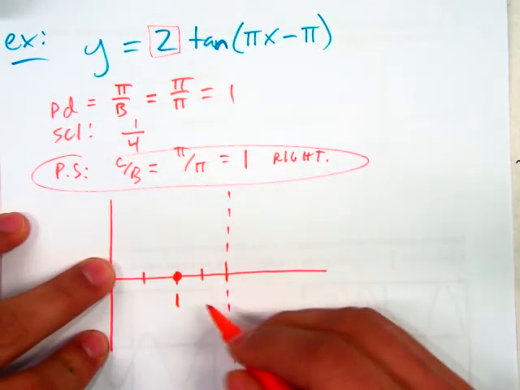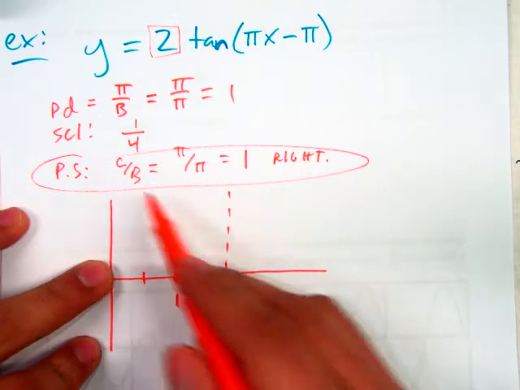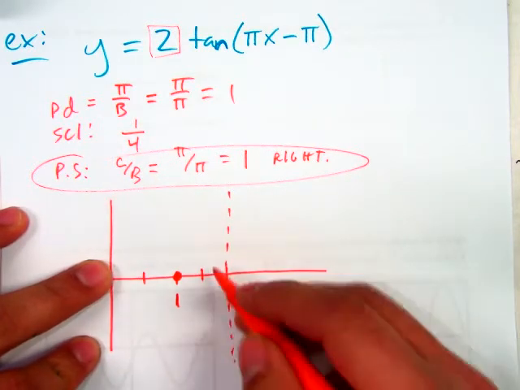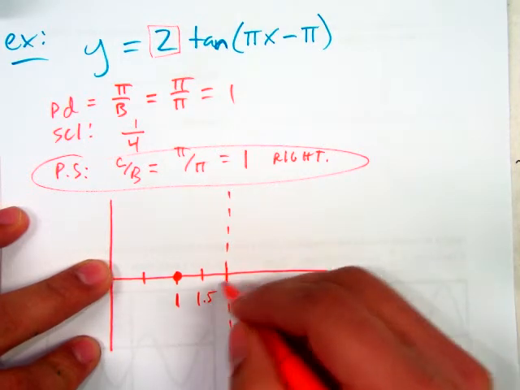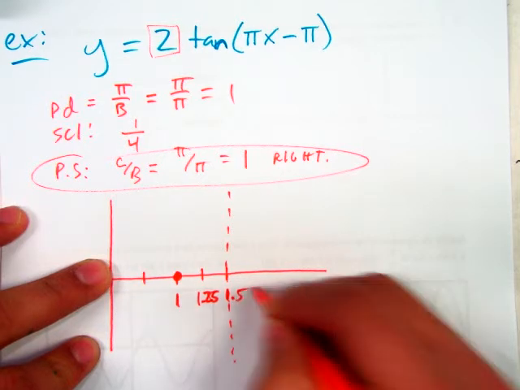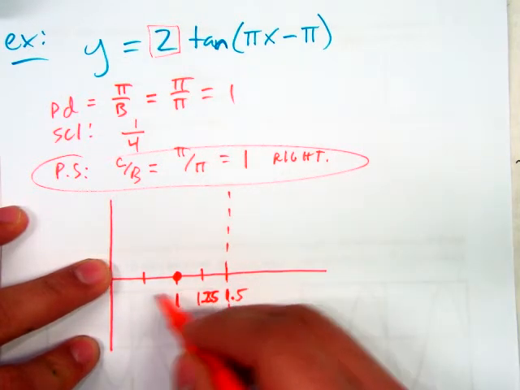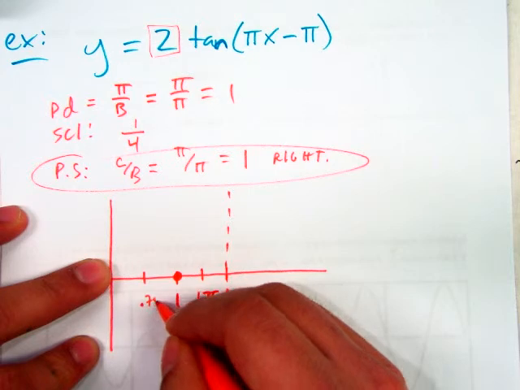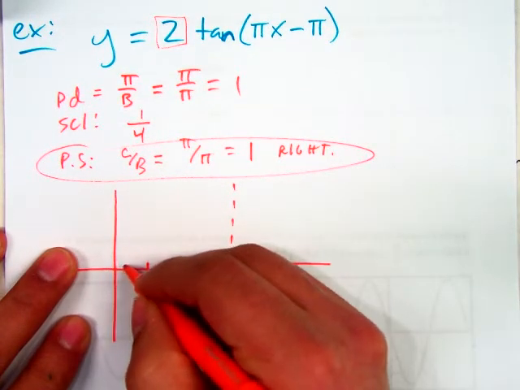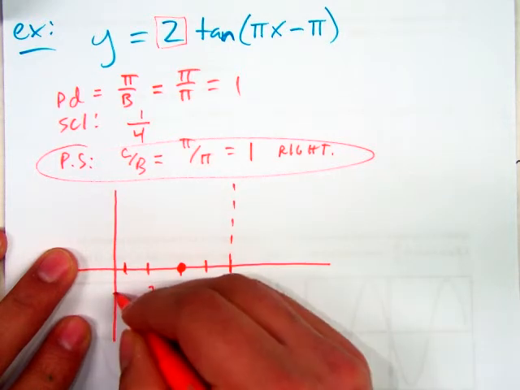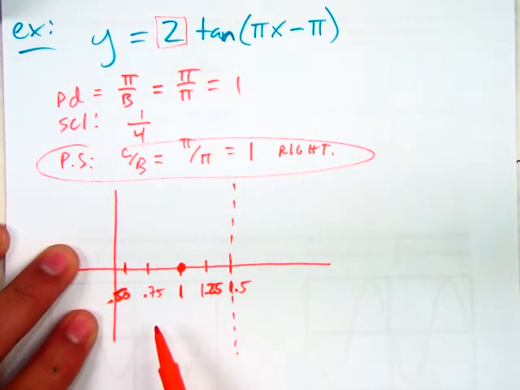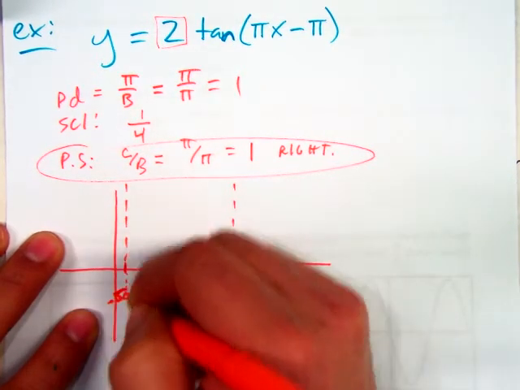I should probably label the scale first just to see where I'm at. The scale is a quarter, right? So here would be 1.25, and then 1.5. And if I go left, 0.75, and I probably should have thought about the scale before I put it on here. This is going to be not exactly perfect, but this is 0.50. And at 0.50, we have another asymptote.